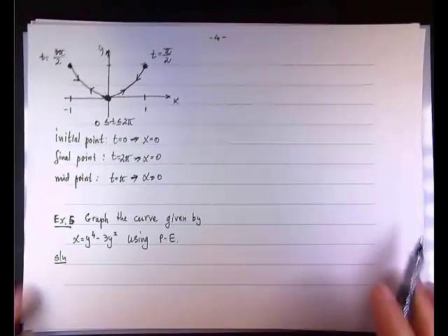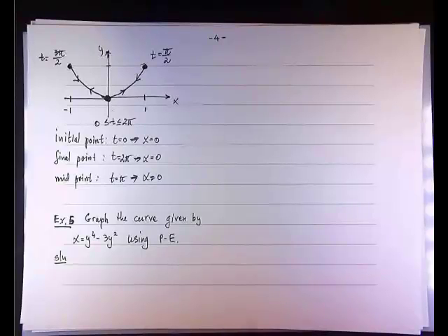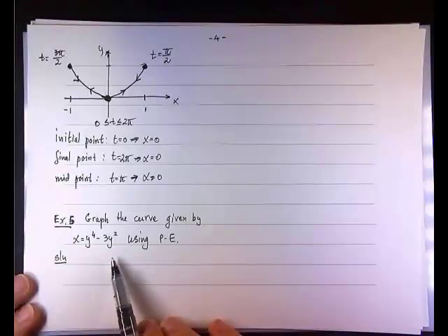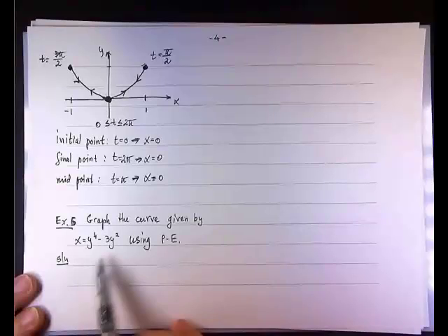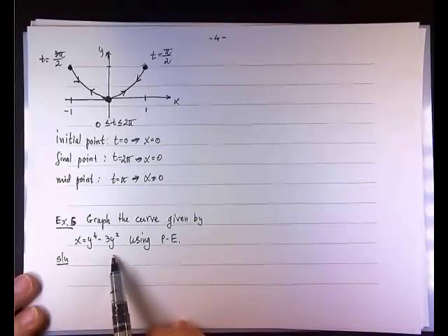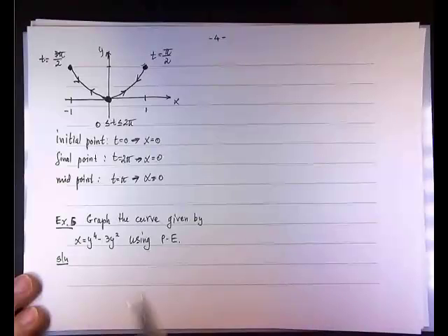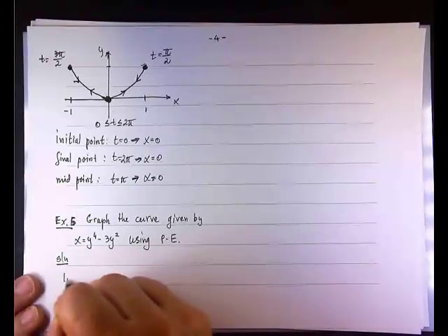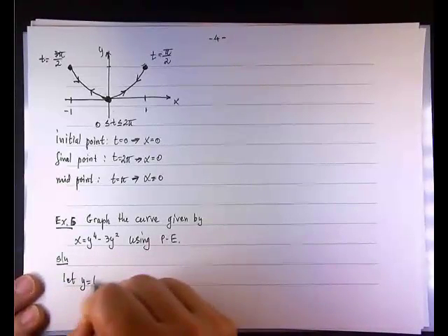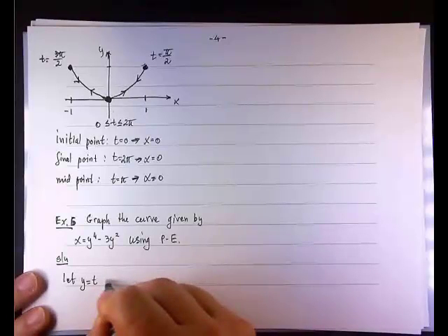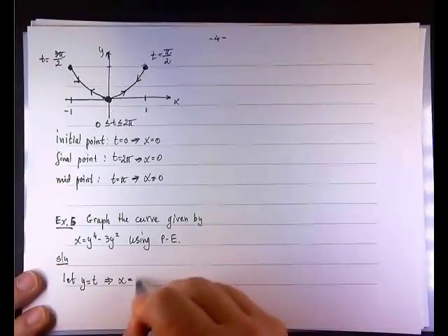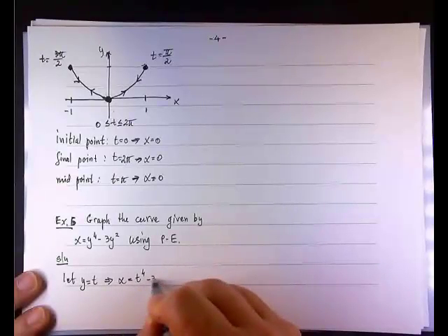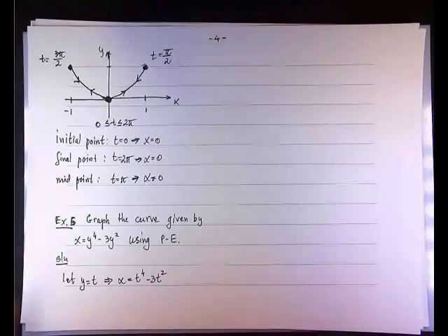Okay, to set it up, there is a rule. If you have y given as a function of x, then go ahead and substitute x, let x equal t. If you have x being a function of y, then go ahead and substitute y as t. So in this case, we're going to let y equal t, and therefore x in the parametric form will be simply t to the fourth minus 3t squared.